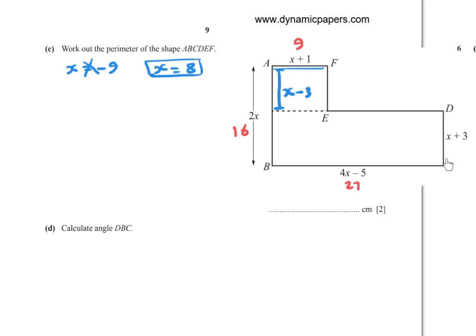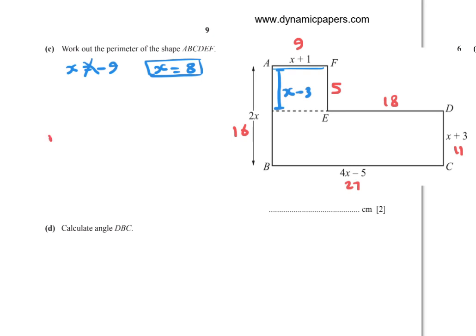And for that one, x plus 3, so 8 plus 3 equals 11. And for that one, 27 minus 9 equals 18. So this side is 18. And for FE, to find the length, 16 minus 11, so 5. So this side is 5.